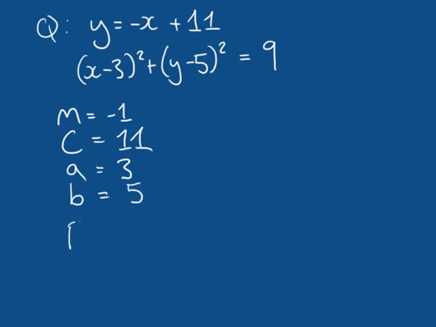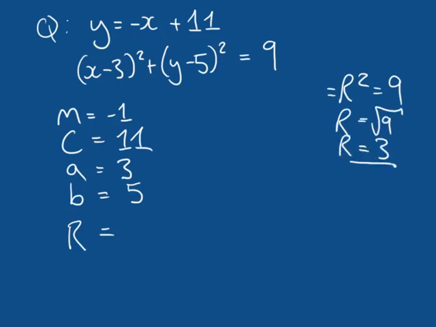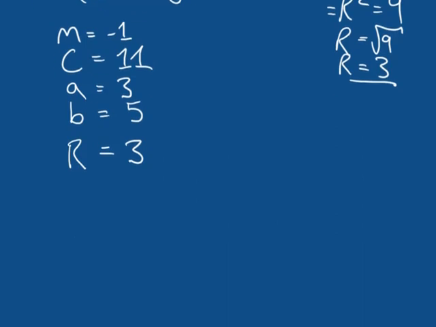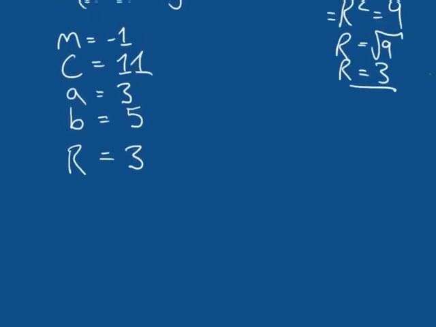And r is going to be equal to, well, let's think about this. Our equation usually has equals r squared. So r squared is equal to 9. r is equal to the root of 9. It's a radius, so it must be positive, so r is equal to 3. So here is our set of information. m is minus 1, c is 11, a is 3, b is 5, and r is 3. With this, we can now calculate A, B, and C.